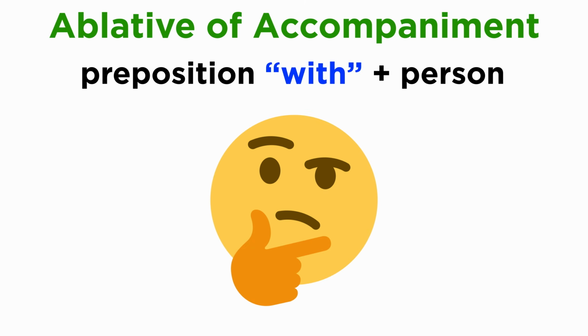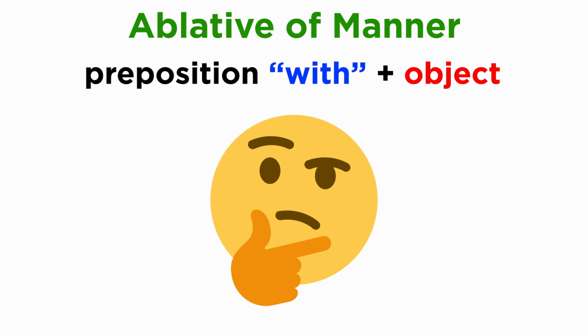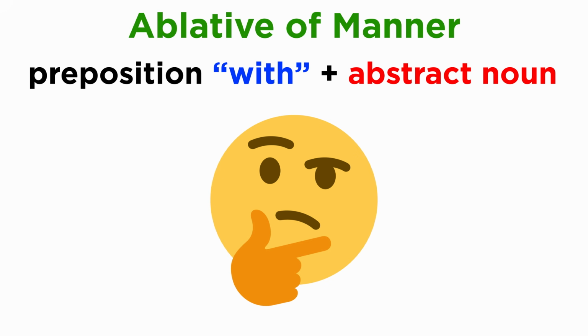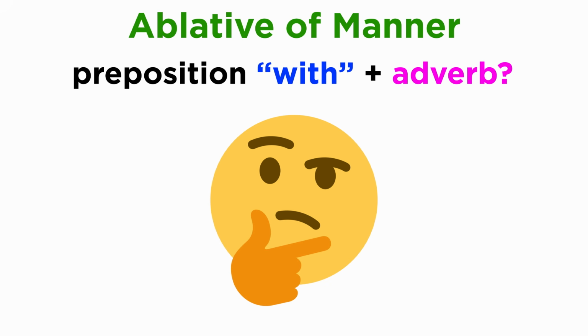You may remember that in the ablative of accompaniment, the preposition with is followed by a person. In the ablative of means, with is followed by an object of some kind. Here, the noun that follows the preposition with is usually an abstract noun. Manner is also easy to identify if in English we are able to substitute an adverb.